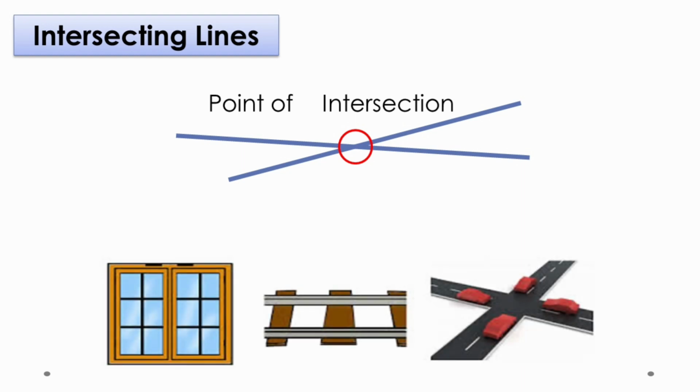Now let's discuss intersecting lines. Intersecting lines are the lines that meet at some point. This is line 1 and this is line 2. As you can see, these two lines meet at this point. So these two lines are intersecting lines and the point at which they intersect is called point of intersection. If you observe carefully, you will find a lot of real-life examples of intersecting lines, like a grill on a window, wooden planks crossing railway tracks, or crossing of the roads.